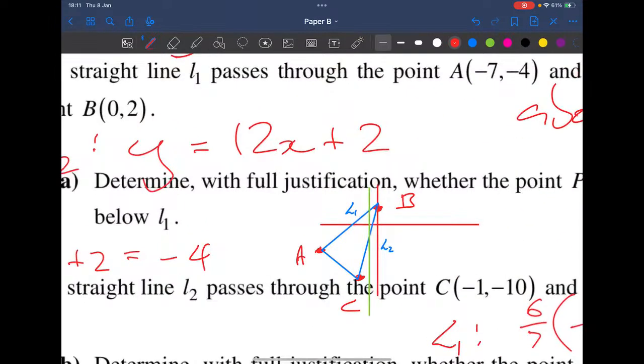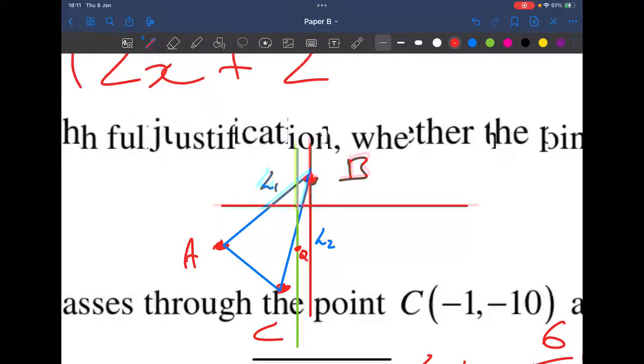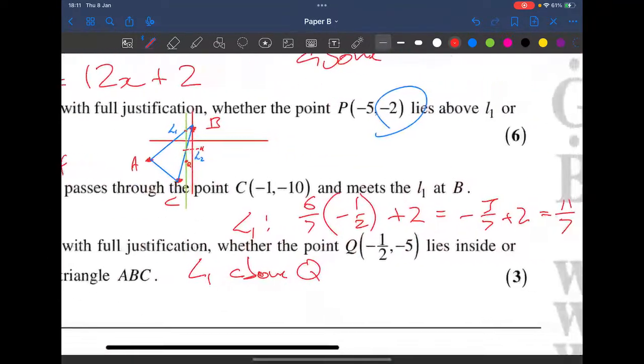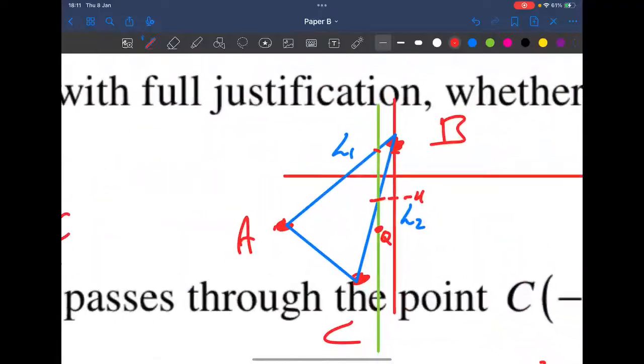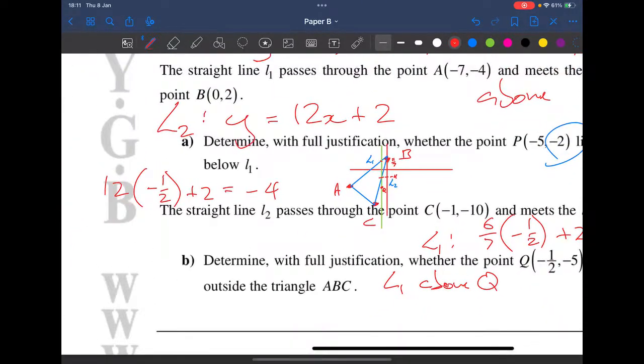So Q should exist somewhere here. So that's going to be point Q. Like we said, this was minus 4. And where we worked out this one earlier, that was 11 sevenths. So we can see there that Q is below the triangle completely. So Q is outside the triangle ABC.